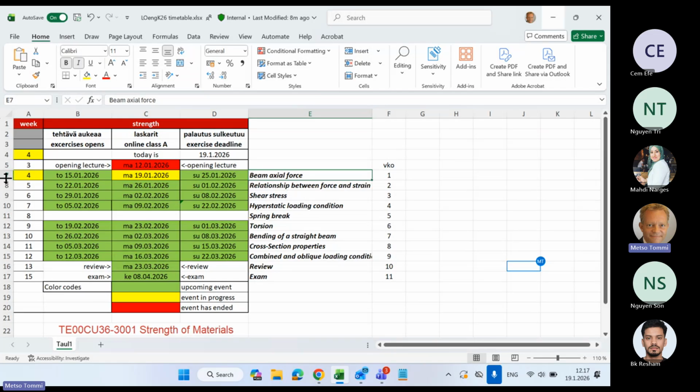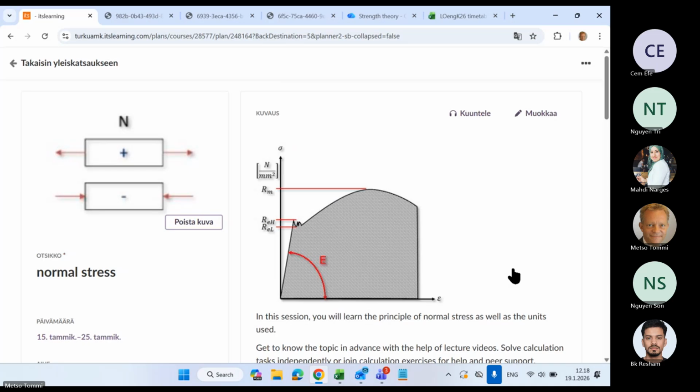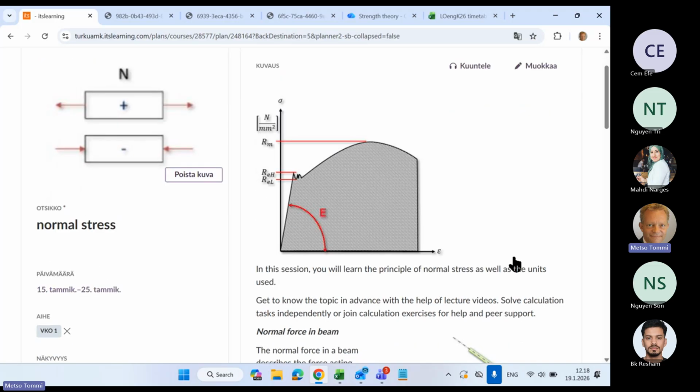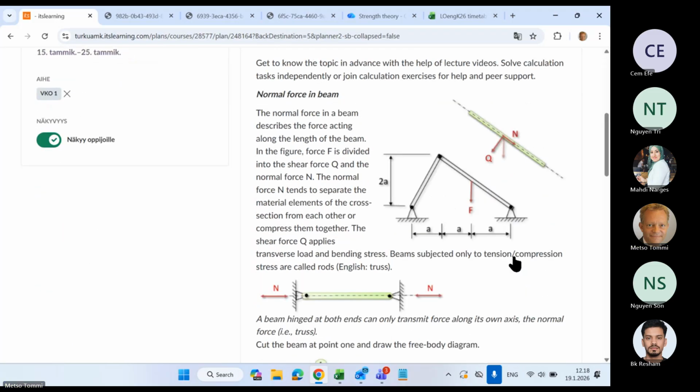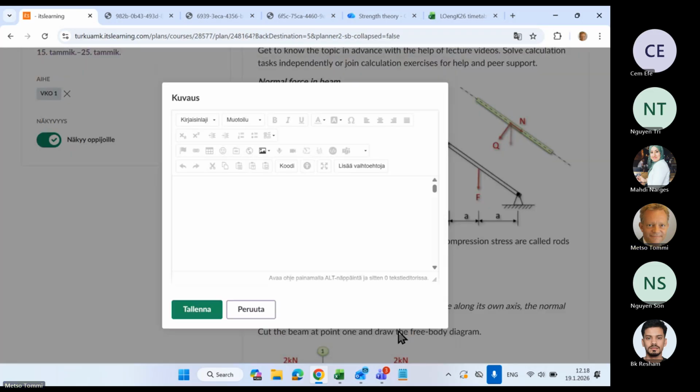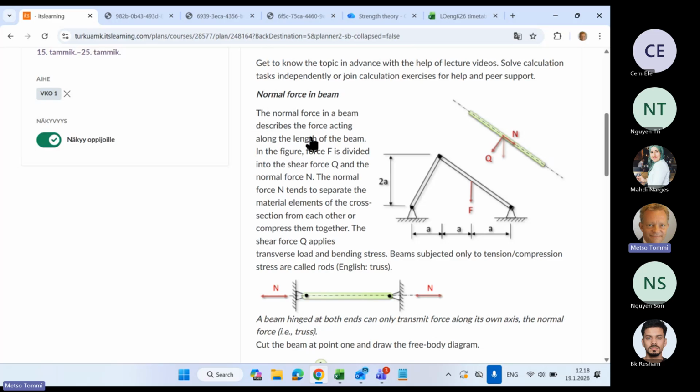So first week, normal force is the subject, and let's see the theory part first. And this is from the It's Learning environment. And this is a brief close-up of this week's subject. So here we start. I have to change my layout a little bit here. And here it says, okay, you can look from the picture also.